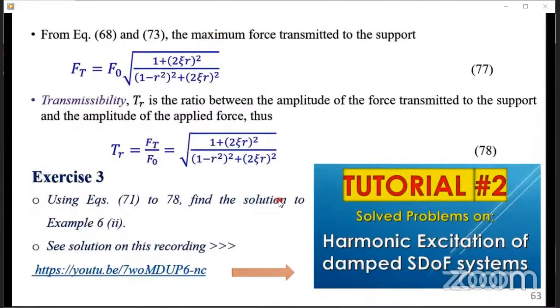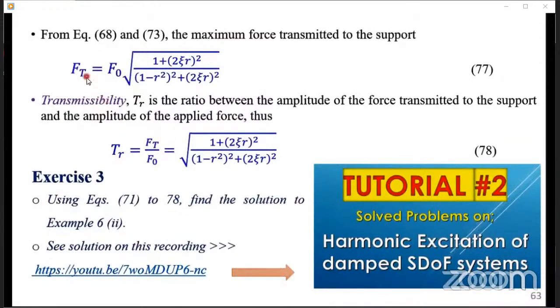Now, using equations 71 to 78, you can solve part 2 of our example 6. In this tutorial, we agreed that I provide the enhanced tutorial with minimal explanation. So you just need to go to this tutorial. It was tutorial number 2 from last year. You can see the solution for the second part.